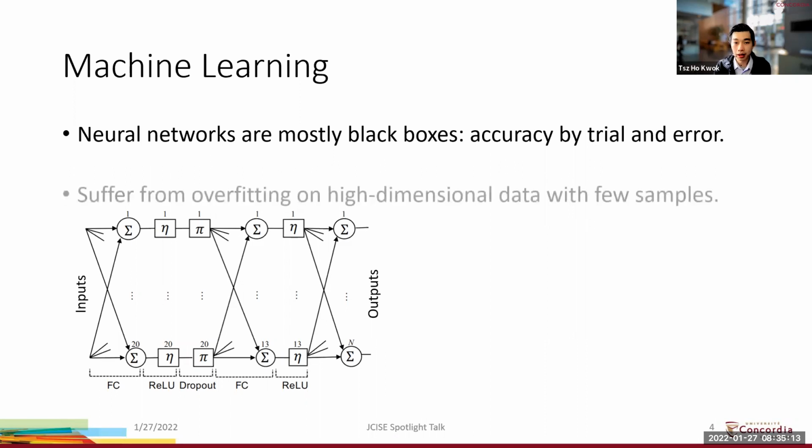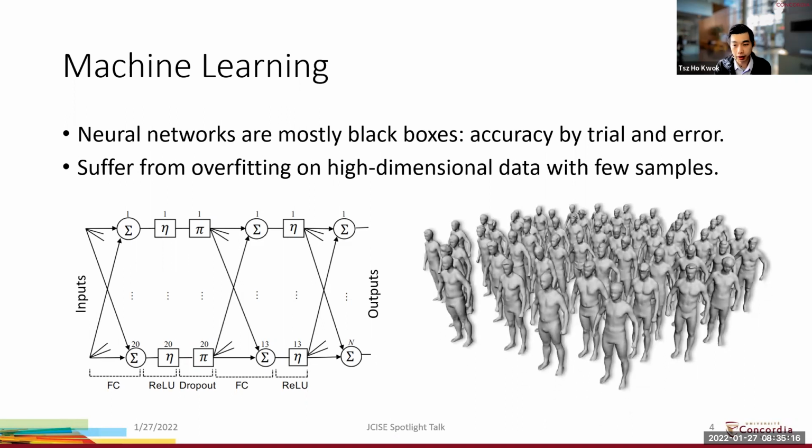And then the problem is that it also commonly suffers from overfitting, particularly when you're dealing with high-dimensional data with few samples. And this problem is very important for the human body. For example, in a human body database, each human body can be represented by 10,000 or even 100,000 vertices, but we may only have 100 to a few thousand human bodies in the database. For that, the overfitting problem is significant. So the question is, how can we improve the training and learning performance on a human body database?